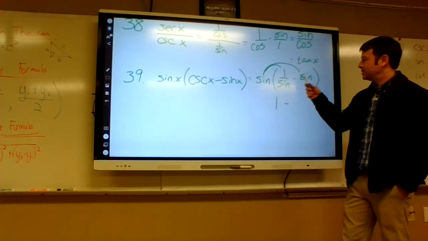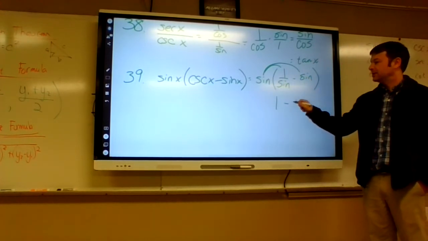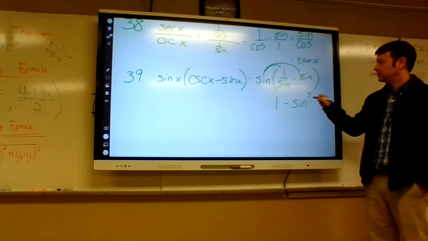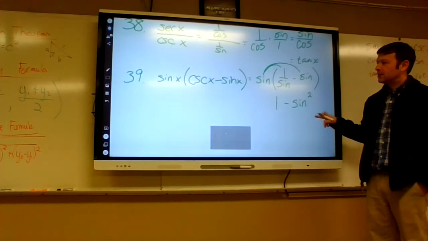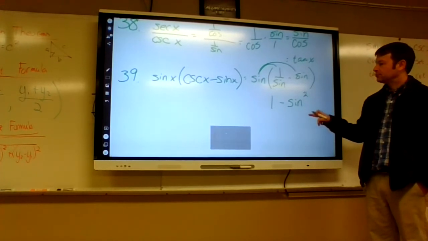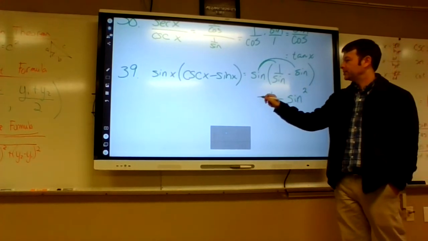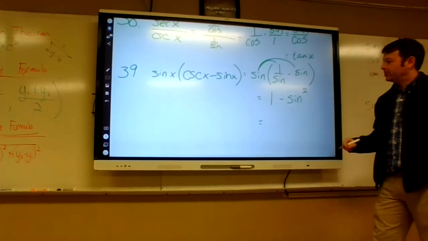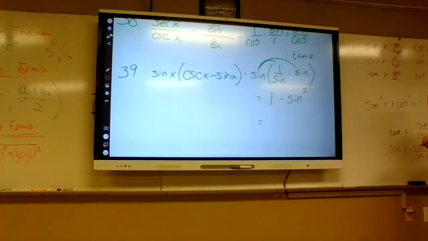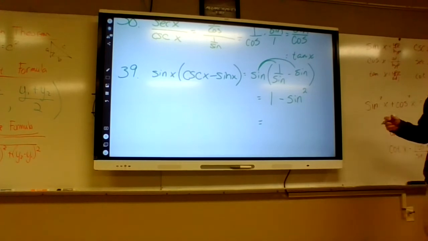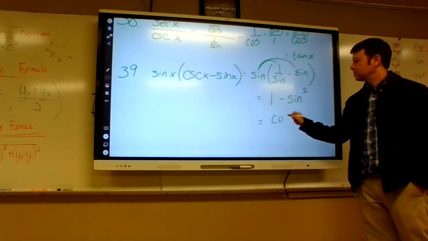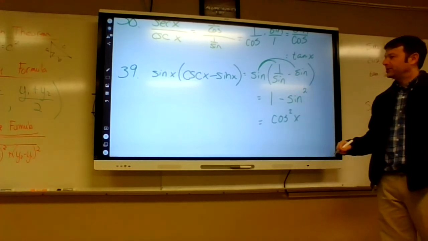And what's sine times sine? Sine squared. What's 1 minus sine squared? Cosine squared. If you subtract sine squared from 1, it's just cosine squared. Put the x back in.